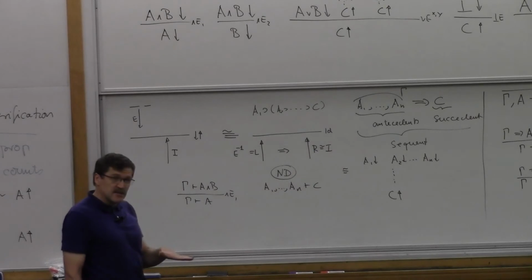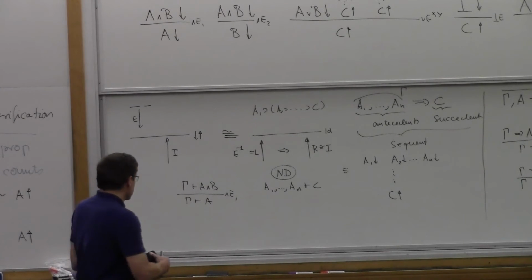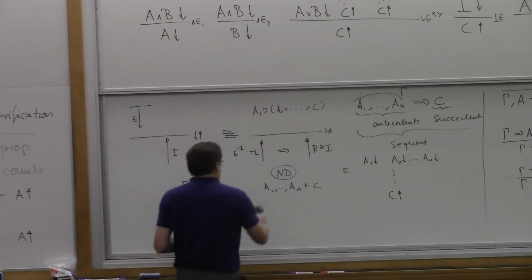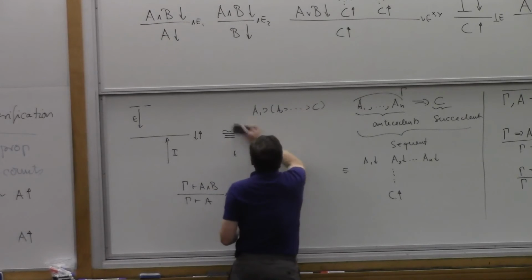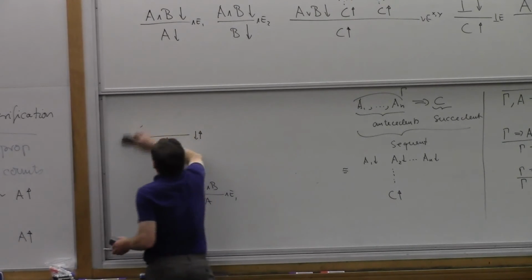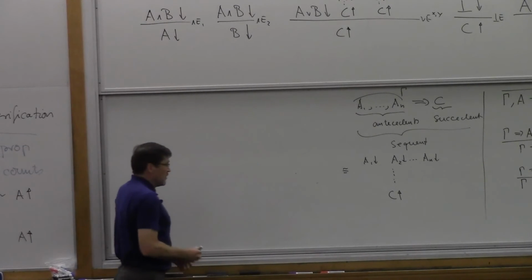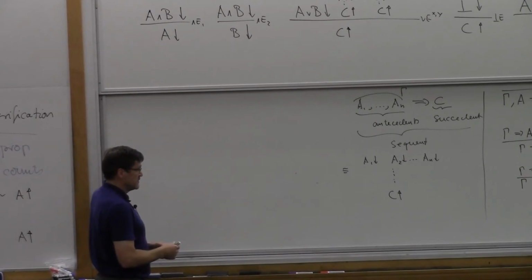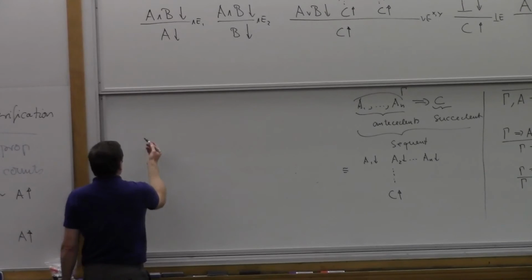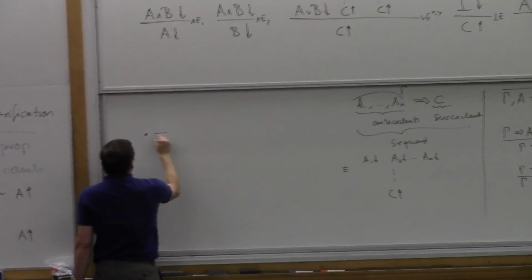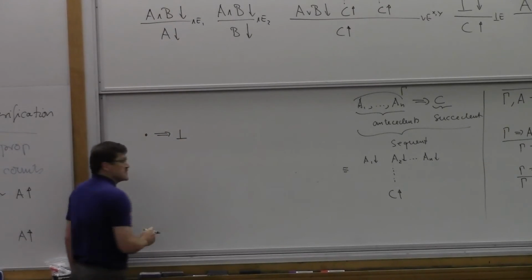What I want to finish up today is uses of this. Applications of it. So in the sequent calculus, on the right-hand side, we make explicit all the assumptions that we have. So how many sequent proofs are there of this?